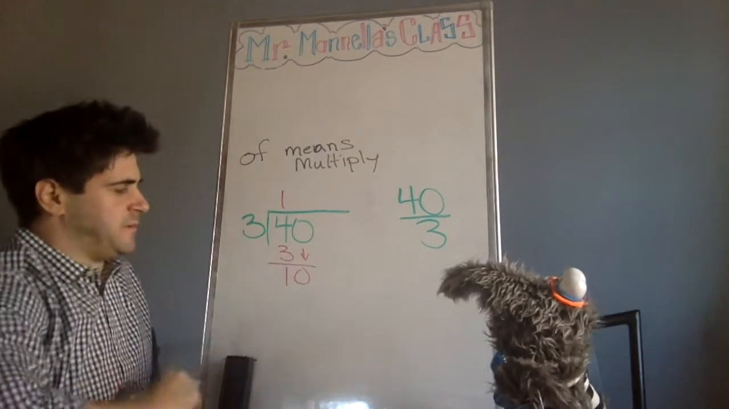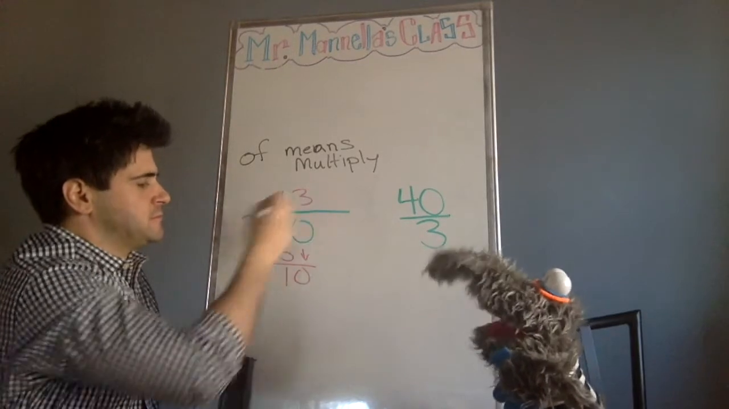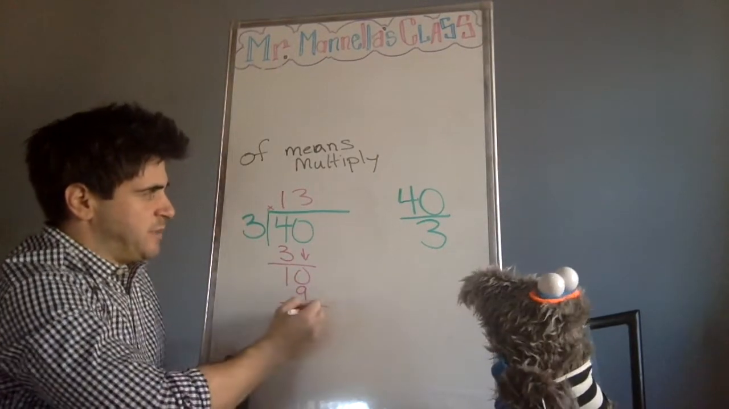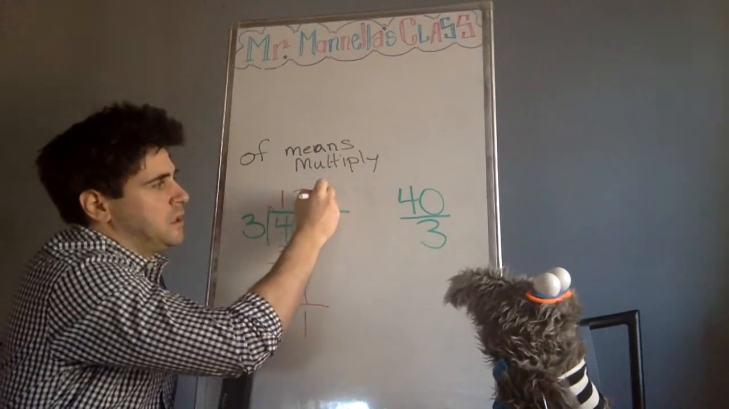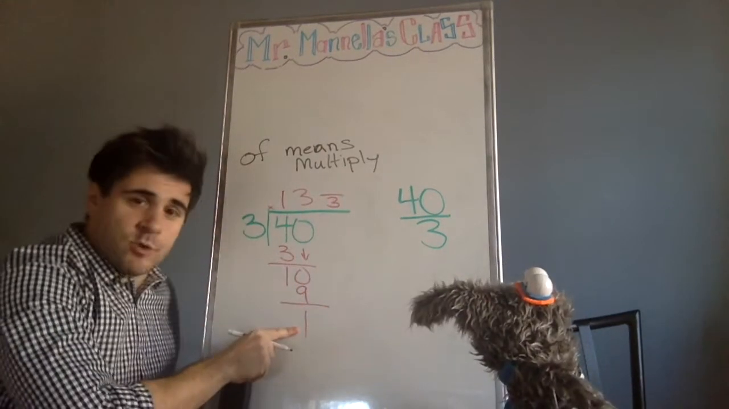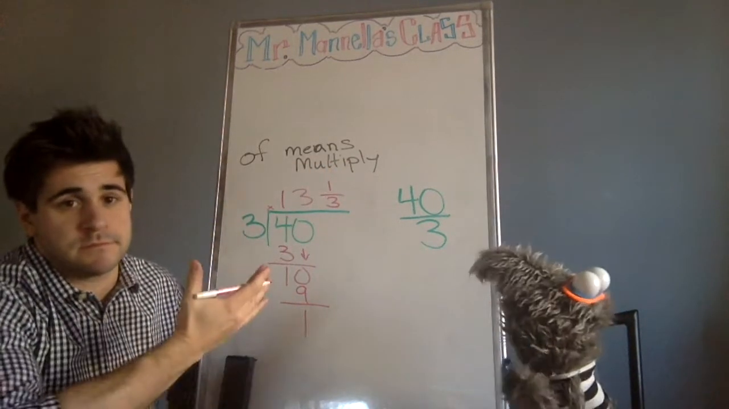How many 3's go into 10? 3, right? And what is 3 times 3? It's 9. So we subtract, we get 1. So 13 is our whole number. What's our denominator? 3. What's our numerator? 1. 13 and 1/3. That's it.